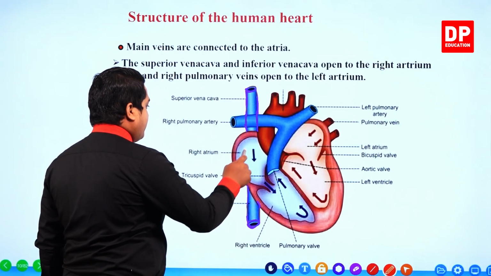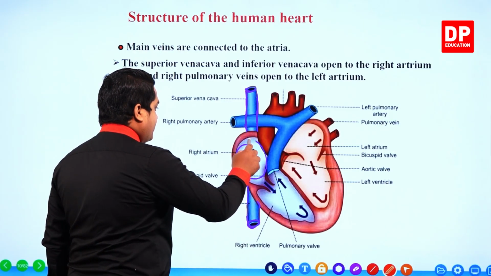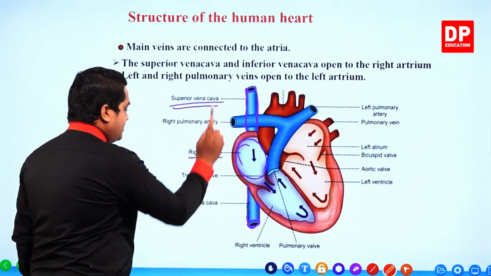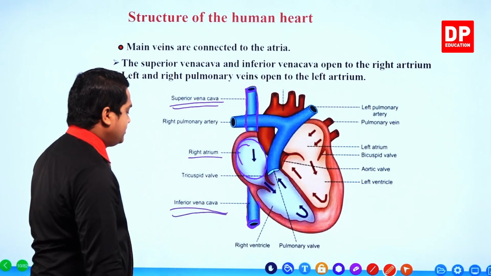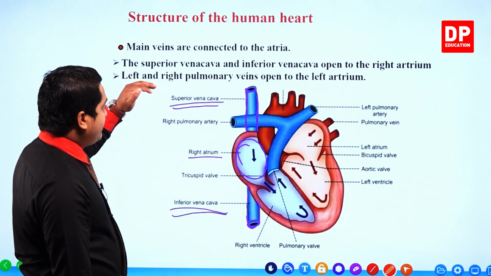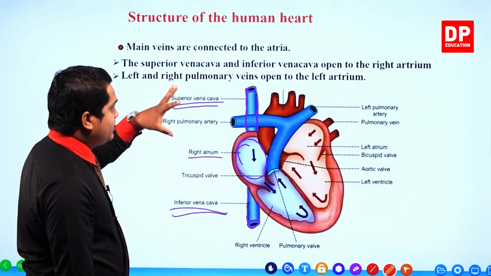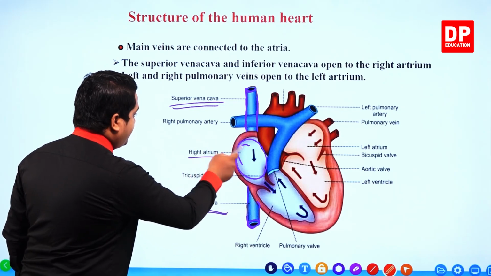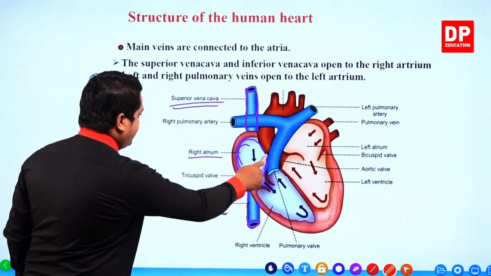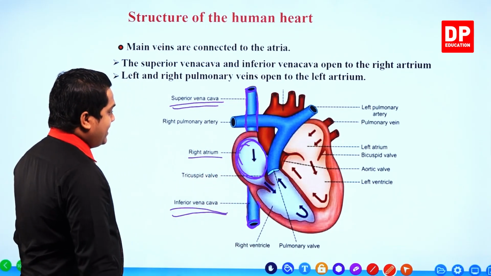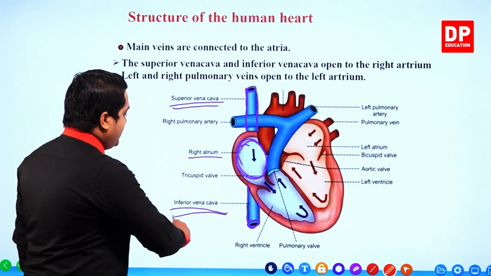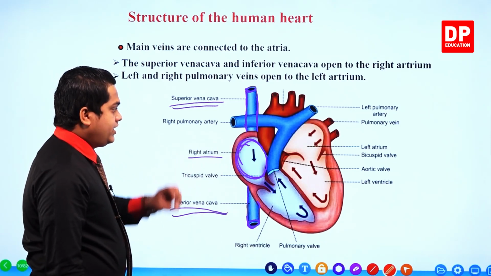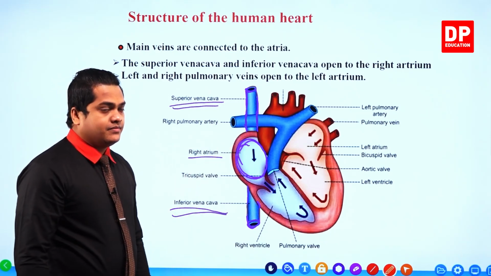Both of these vena cava open to the right atrium. Superior vena cava, inferior vena cava. So both of these open to the right atrium, my dear children. This is the right atrium. You can observe the inferior vena cava and superior vena cava connected to the right atrium.